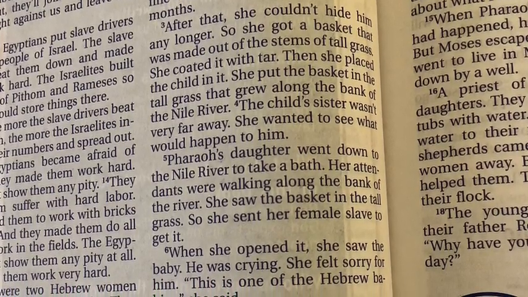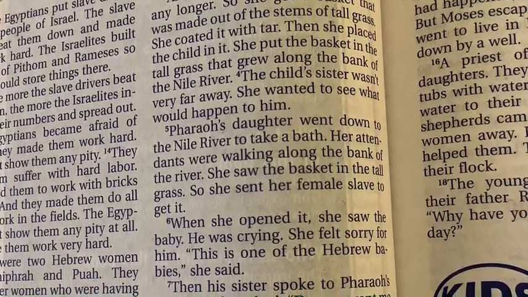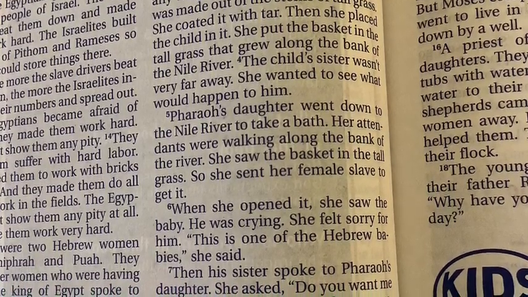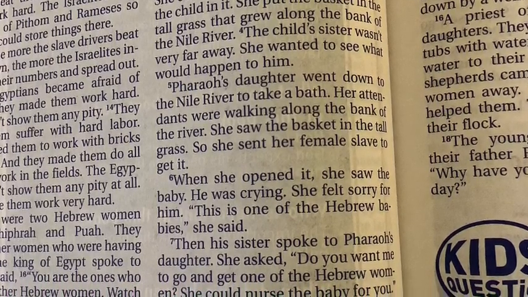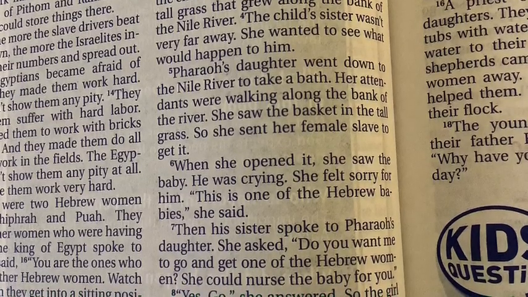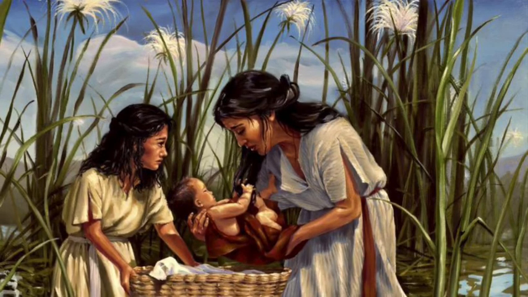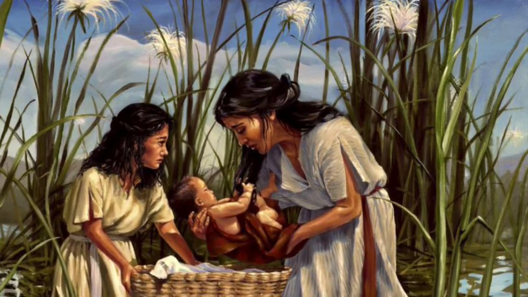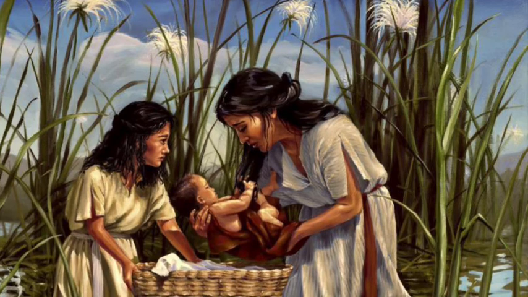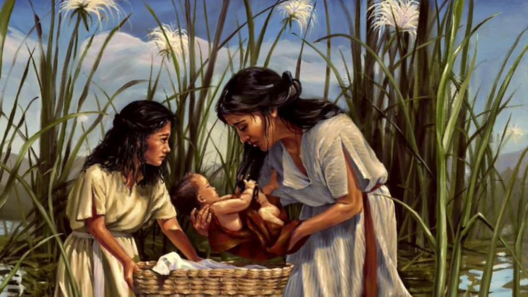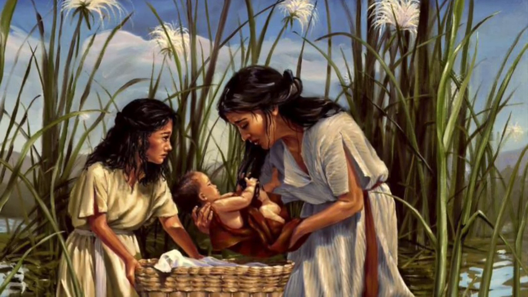Follow along with me. Moses is born, Exodus chapter 2. A man and a woman from the tribe of Levi got married, verse 2. She became pregnant and had a son by him. She saw that her baby was a fine child, so she hid him for 3 months, verse 3. After that, she couldn't hide him any longer, so she got a basket that was made out of stems of tall grass. She coated it with tar. Then she placed the child in it. She put the basket in the tall grass that grew along the bank or edge of the Nile River. Moses' sister wasn't very far away. His sister wanted to see what would happen.